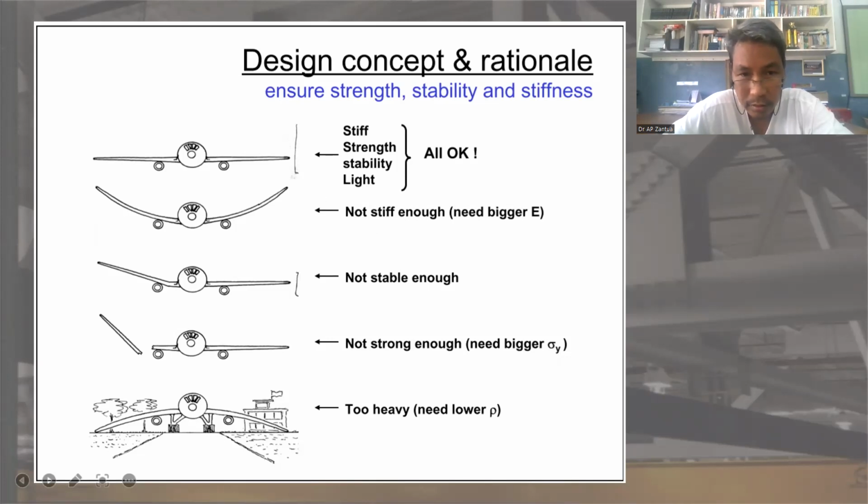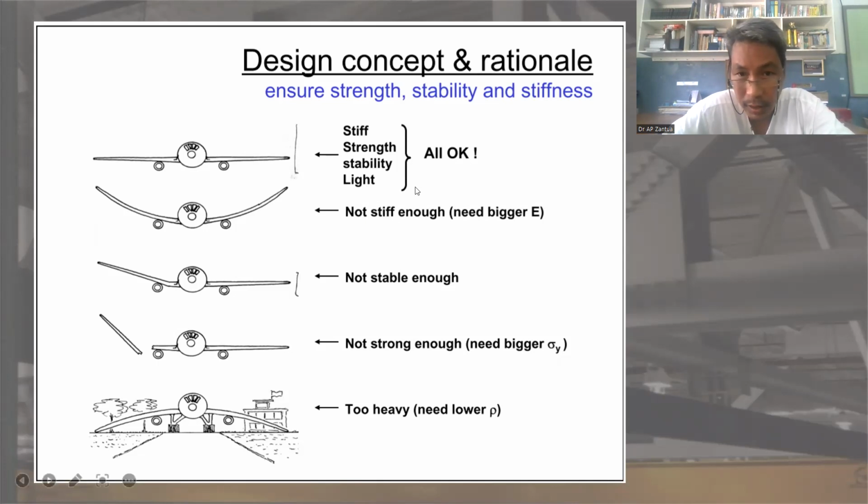So can we compare? Not stiff enough, need bigger E. So the material property, which is what we call elastic modulus, the modulus of elasticity. This is the modulus of elasticity. So the greater the modulus of elasticity, the stiffer the material.